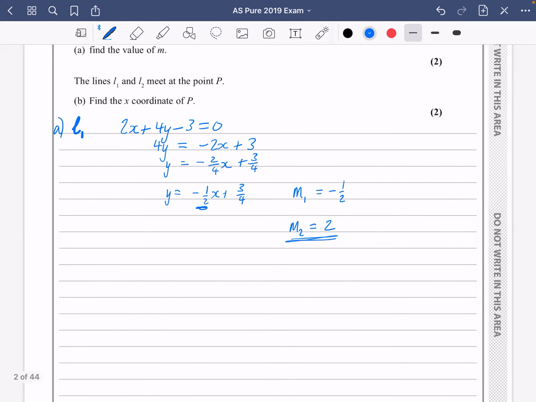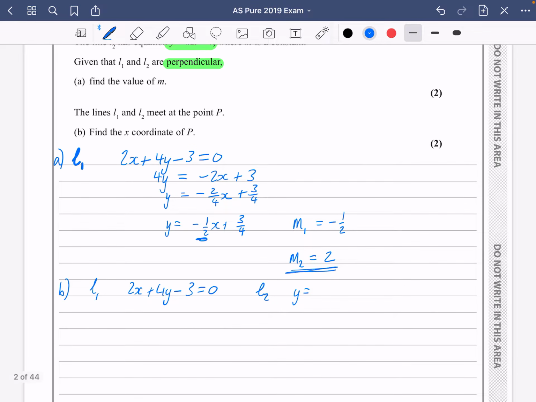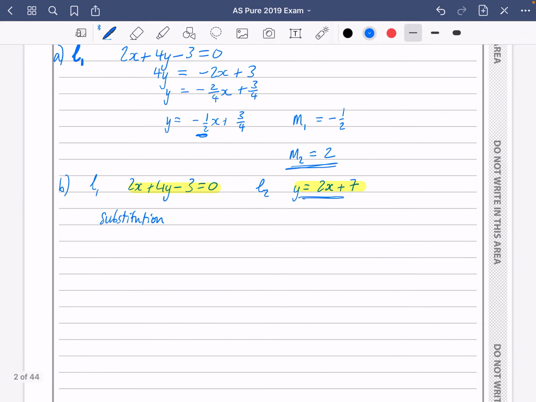For part B of the question, it says that they meet at the point P. So I've got these two equations. The first line is 2x plus 4y minus 3 equals 0. And our second line is y equals mx plus 7. But we've just worked out that m is 2, so it will be y equals 2x plus 7. If they're going to be meeting at the particular point P, that means solve simultaneous equations. So I'm going to solve these two equations simultaneously, and the best method of doing that is substitution, because I already have y as the subject of this equation.